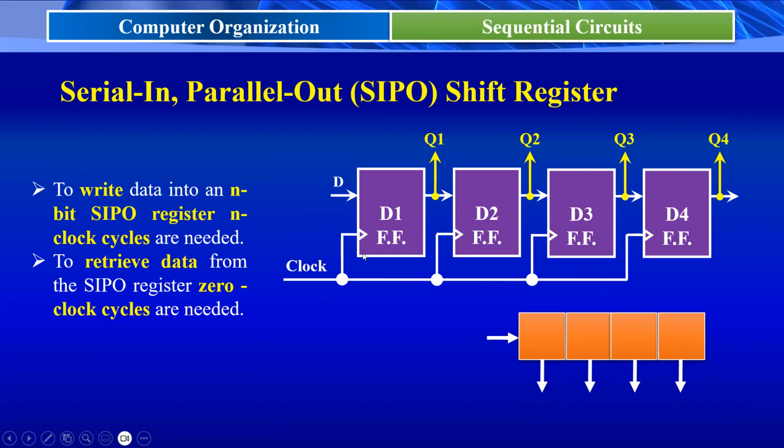In order to write data into this particular register, let it be an n-bit SIPO register, again I need n clock cycles. But to retrieve data from the register, I don't need any clock cycles, because after loading data into these flip-flops by applying a clock pulse, the data is readily available at the output side of the flip-flops. I can straight away access those outputs without any clock pulse. So here I wrote that to retrieve data from the SIPO register, 0 clock cycles are needed. The outputs are directly accessed from the register itself.